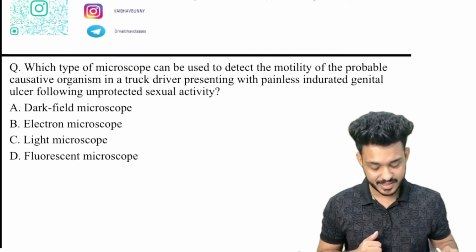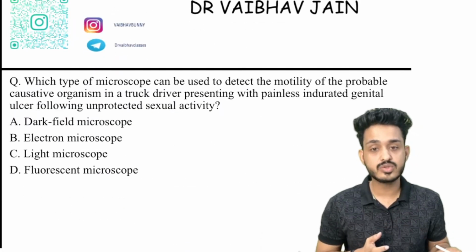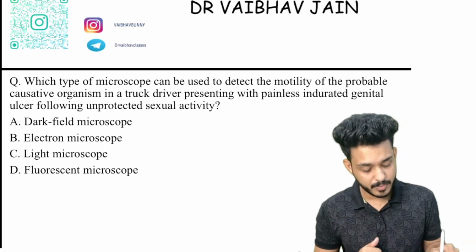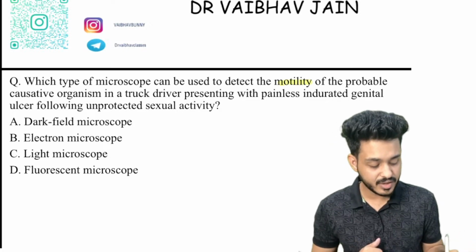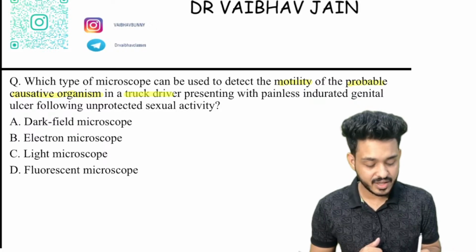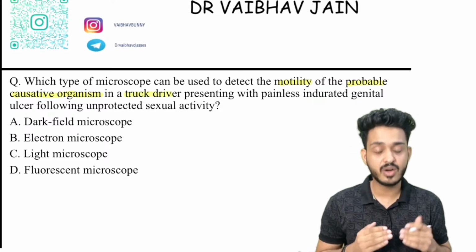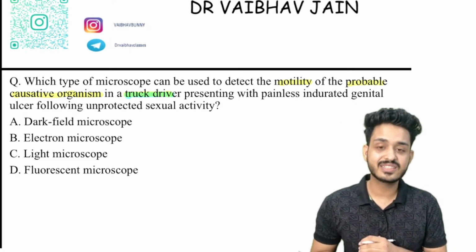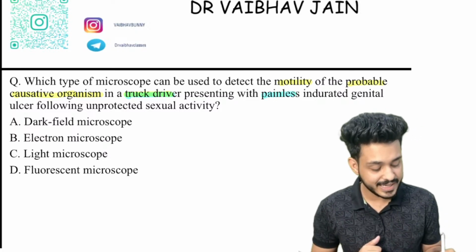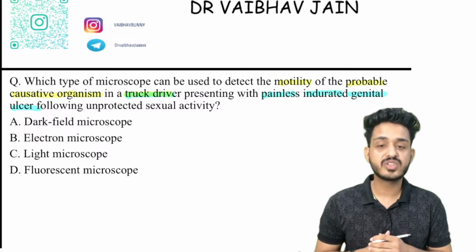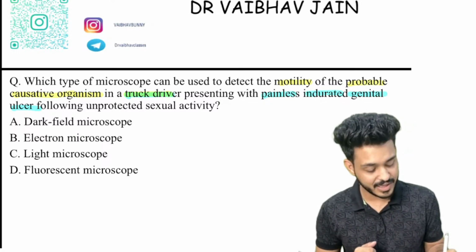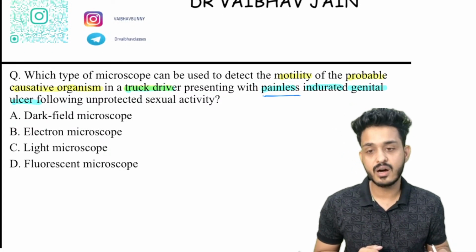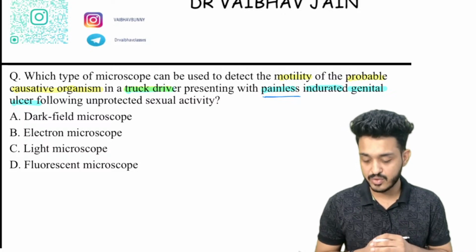Next thing, which type of microscope can be used to detect the motility of the probable causative organism? So question number one: which type of microscope is used to detect the motility of the probable causative organism in a truck driver? Remember guys, NMC or NBE, the most important question, they are always obsessed with the truck driver. They are asking this question multiple times. Presenting with a painless indurated genital ulcer. The patient is having a painless ulcer. Which of the following would be the method of diagnosis? How will you diagnose?